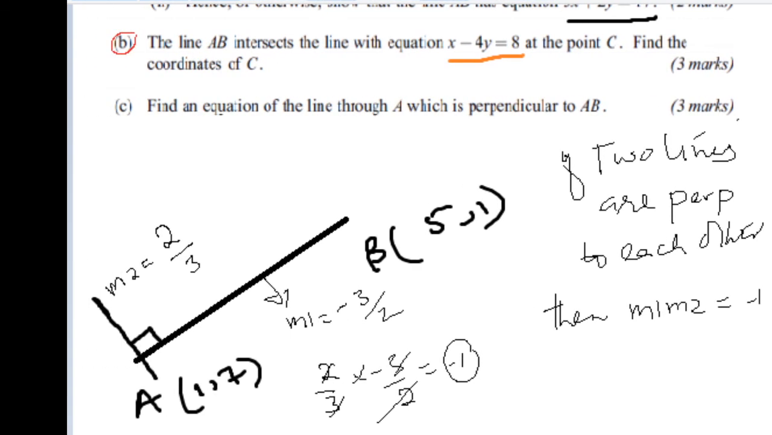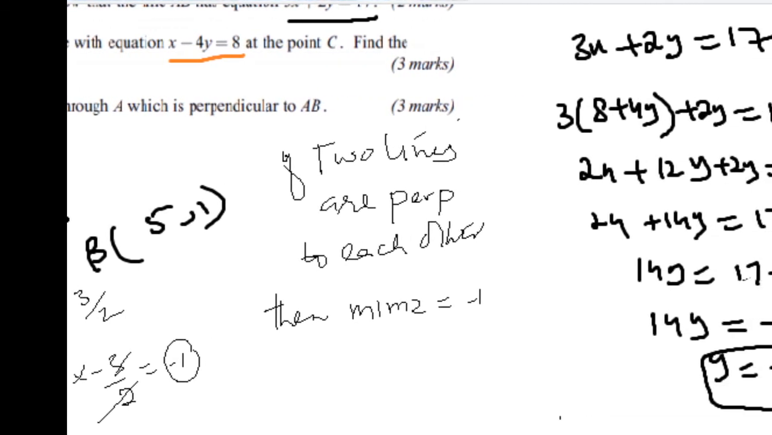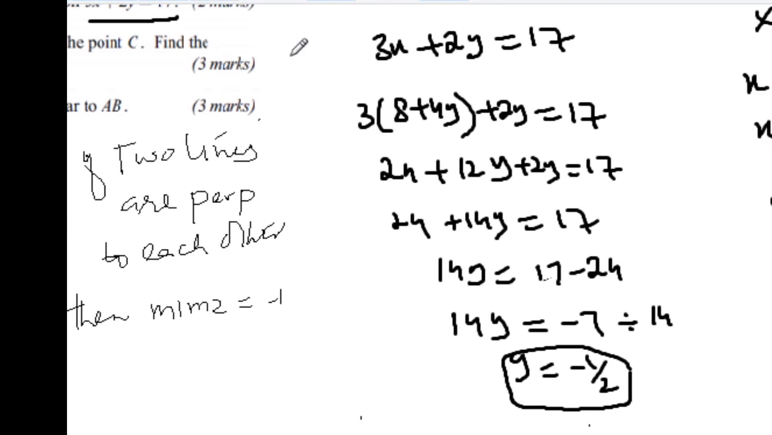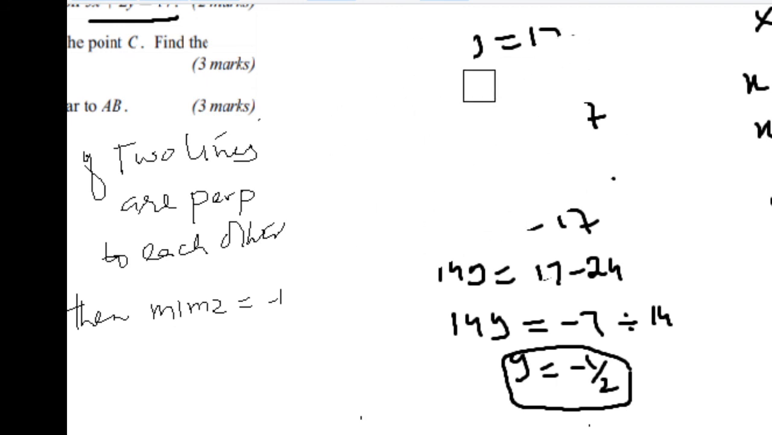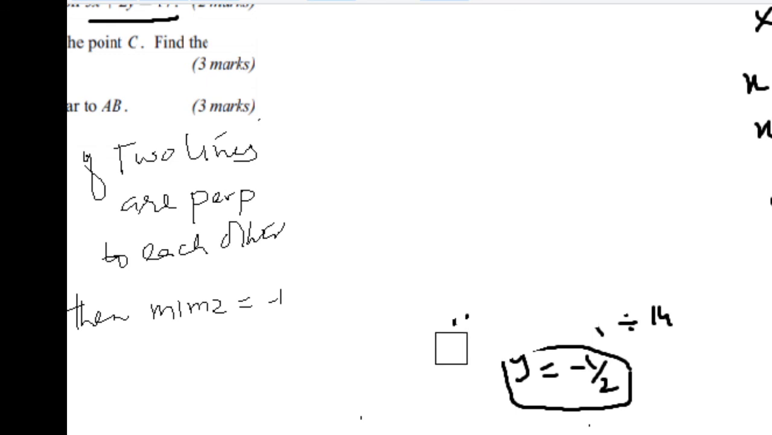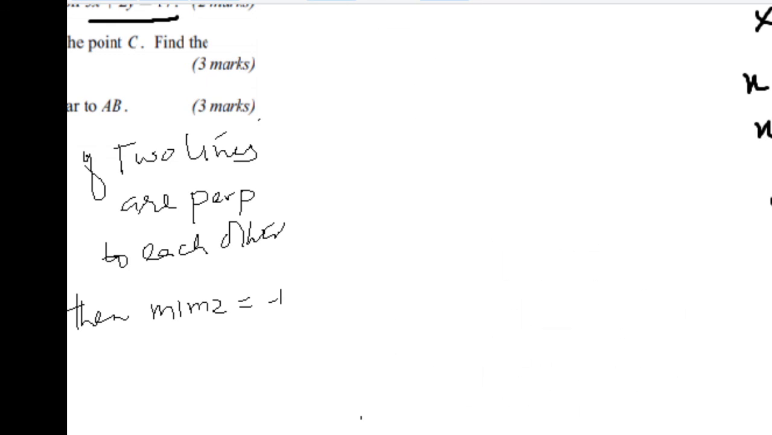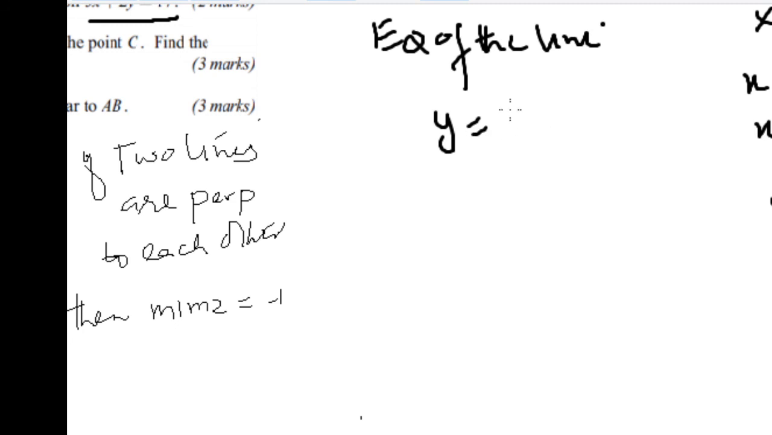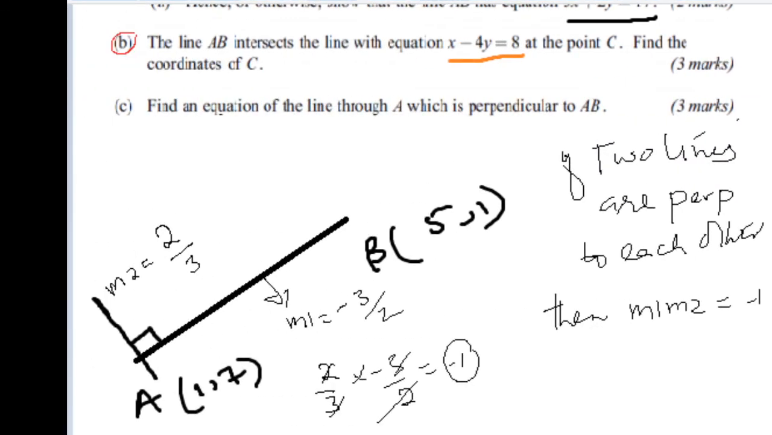Now how to get the equation of the line? See here, they say the line is perpendicular to AB and passing through point A. So the equation of the line is y is equal to 2 over 3 x plus c. Since the line is perpendicular, that's why I'm taking 2 over 3.